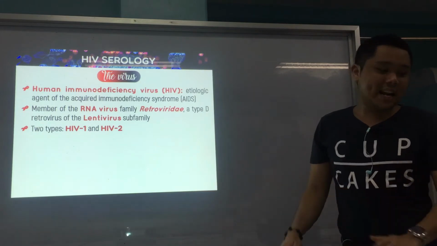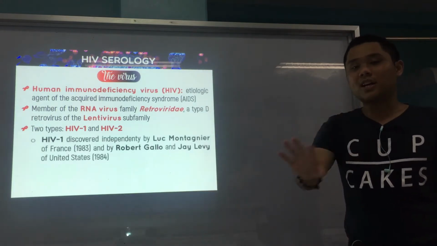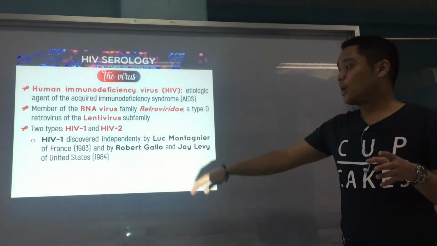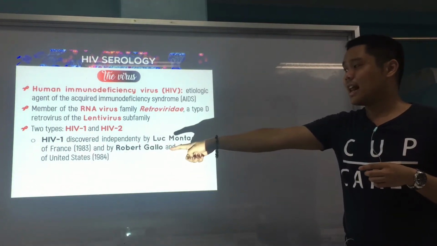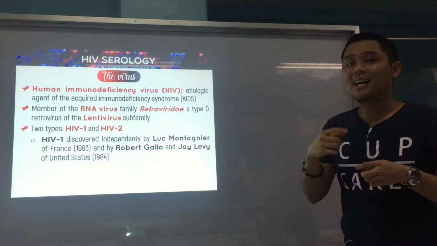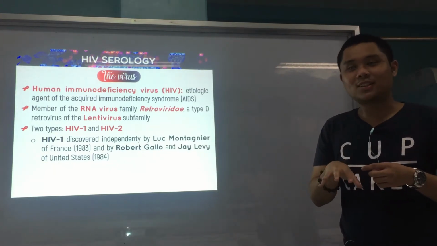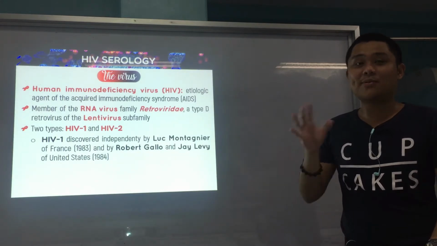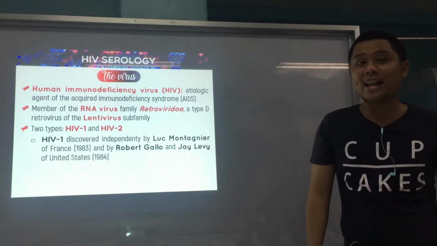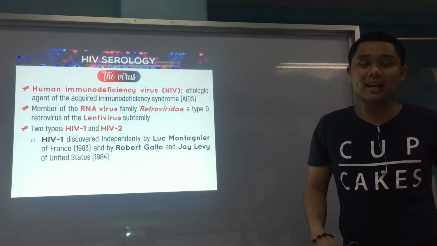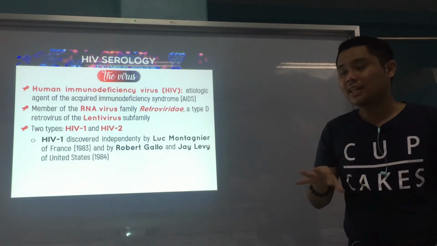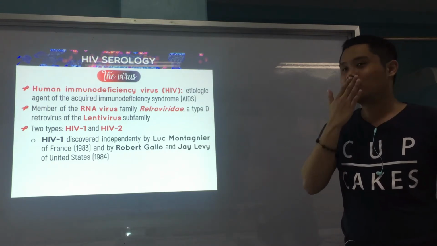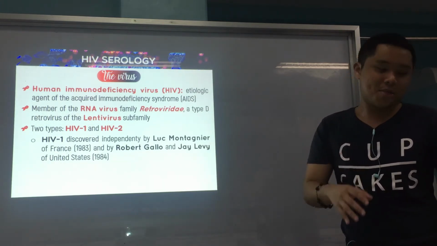You have HIV1 and HIV2. HIV1 was discovered separately in the laboratories of both Robert Gallo and J. Levy in the United States and Luc Montagnier. I'm not sure how to pronounce that, no? I didn't get to search. But Luc Montagnier, let's say, is a Frenchman. And of course, Robert Gallo and J. Levy in the United States. So very, very recent, 1980s. Okay, so about 30 years ago. Yeah, 40, shucks. Oh, about 30 years ago pala. Yeah, 30 years ago.